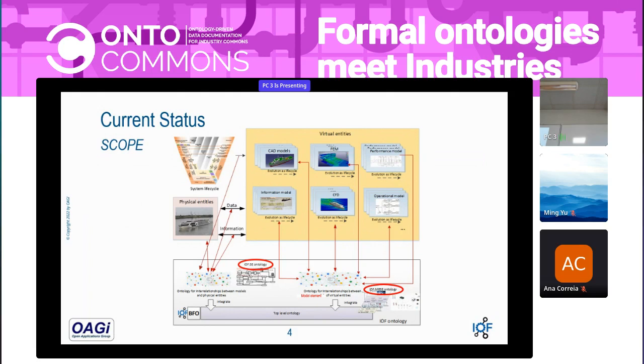So in the current approach, we use BFO and IOF Core as our core specification, as the top level ontology. Then at the same time, we have separated this ontology into 2 parts. One is the IOF systems engineering ontology, in order to represent the physical entity and system life cycle. Another one is the model-based systems engineering ontology, trying to use ontology to represent the virtual entities as we already have in this field.